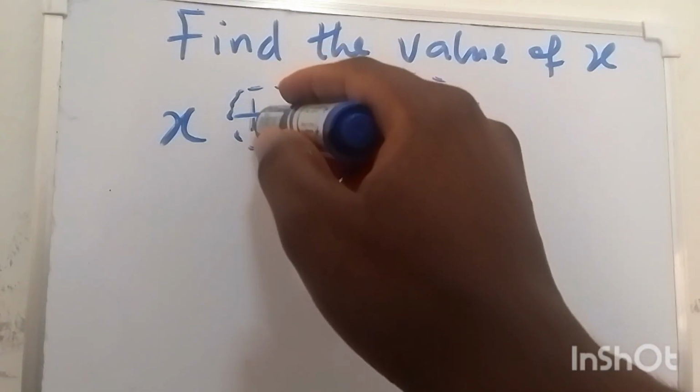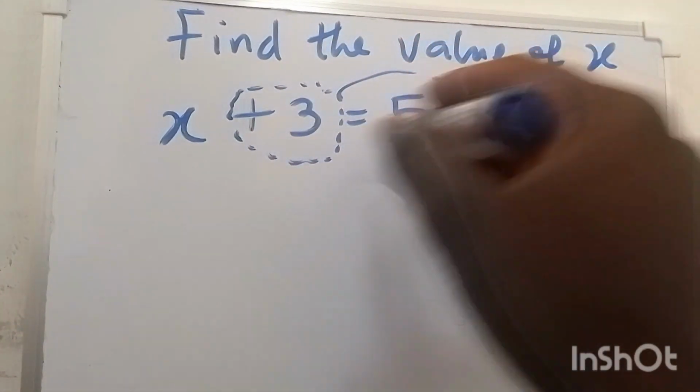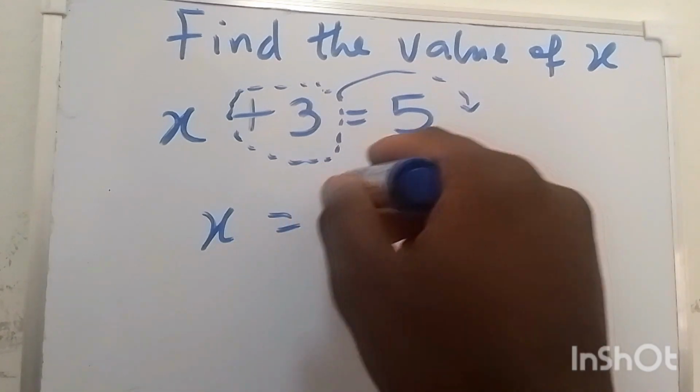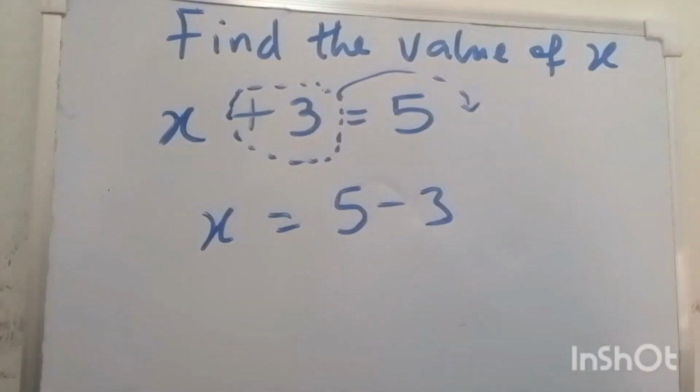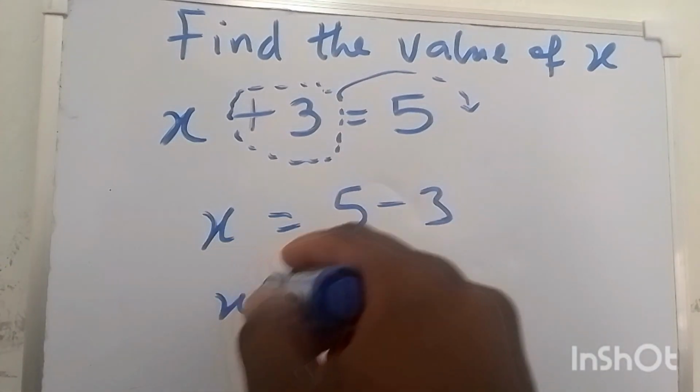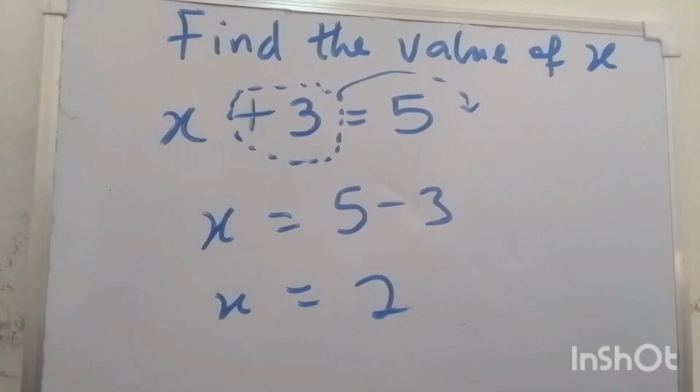Because it is positive, when it crosses an equal to sign, it changes to negative. So we have x equals to 5 minus 3, and x equals to 2. So that is the value of x.